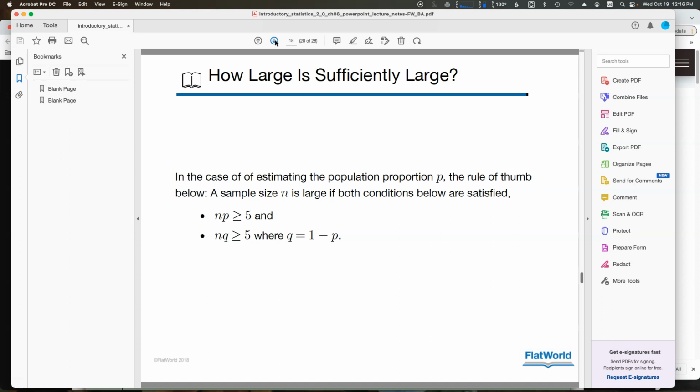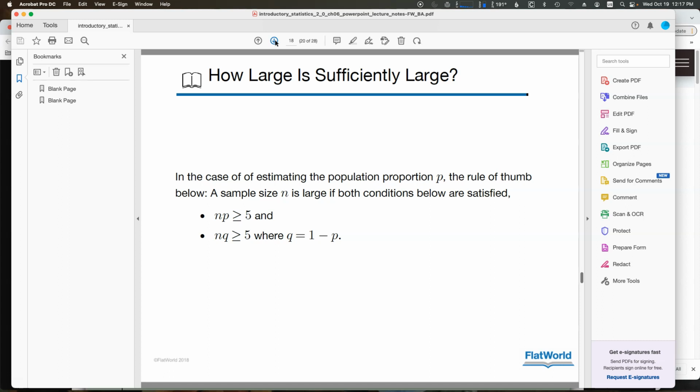So the question would be, unfortunately it's not as easy as the central limit theorem, how big is big enough? What we need to do is look at the sample size, and at the distribution of the proportion as well. Two conditions both need to be satisfied here: that n times p is greater than 5, and that n times q is greater than or equal to 5, where q is equal to 1 minus p.